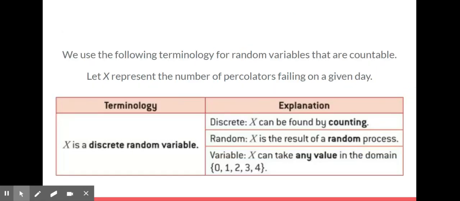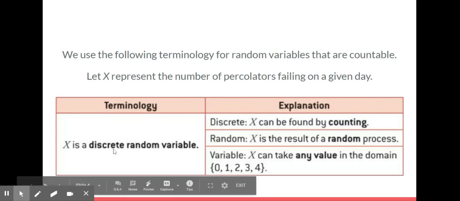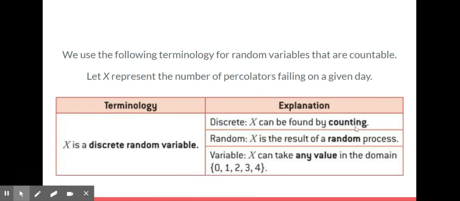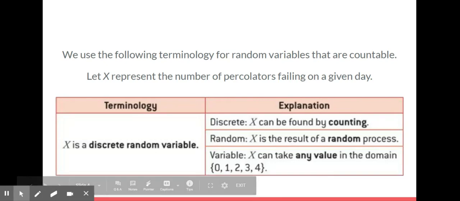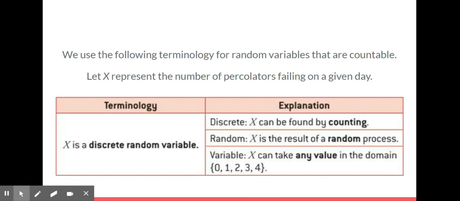All right, so we're going to use this terminology for random variables that are countable, aka discrete random variables. If we let X represent the number of percolators failing on any given day, we would say X is a discrete random variable if these things are true. Discrete meaning it can be found by counting, random meaning it's a random process, and variable meaning that in this case, X can take on any value in the domain of 0 to 4, including integers only.